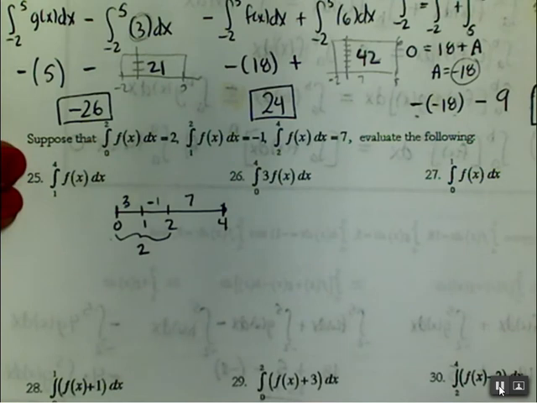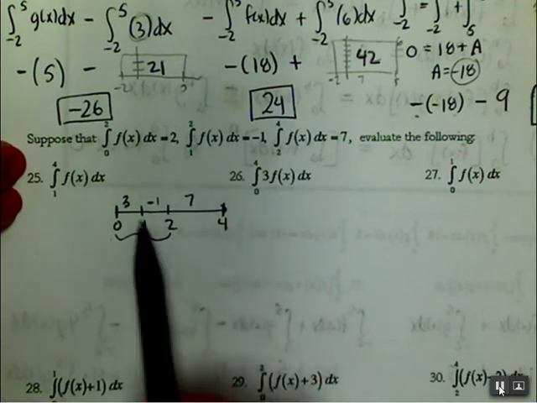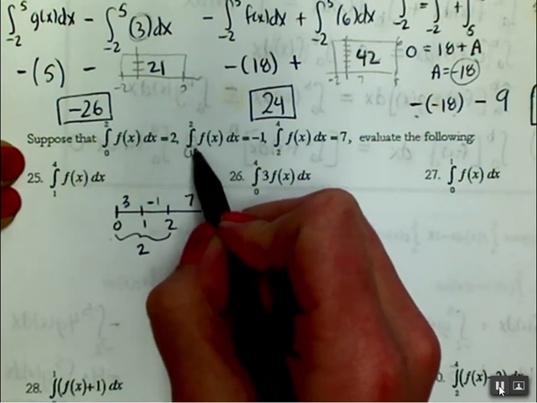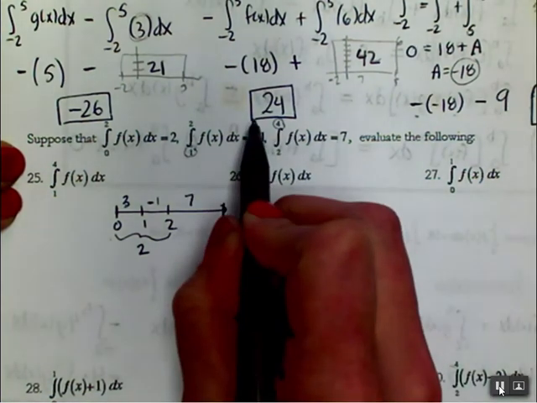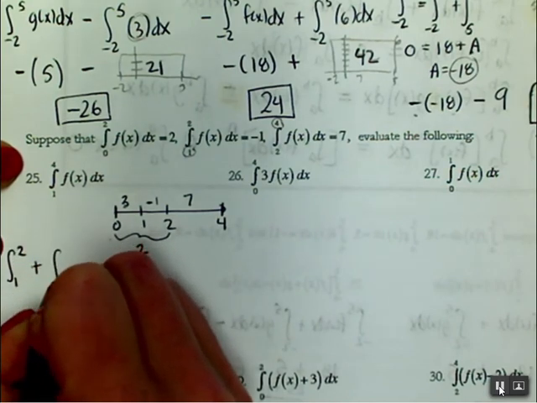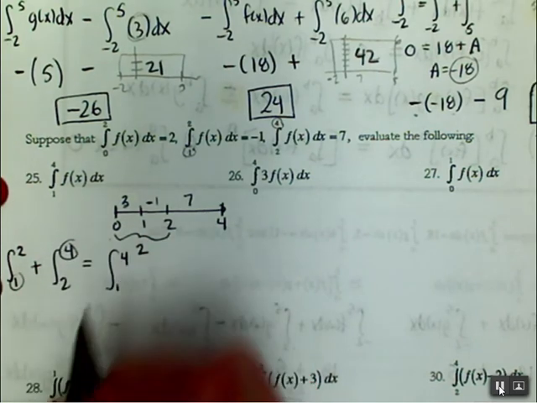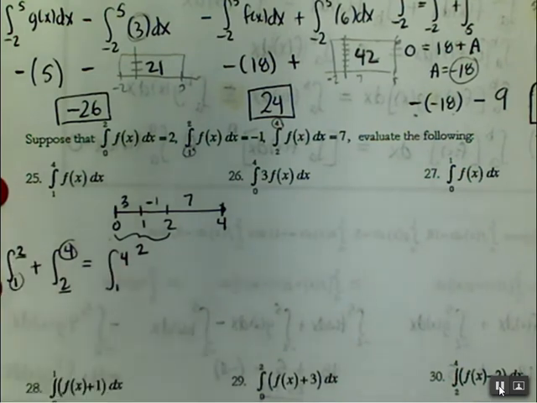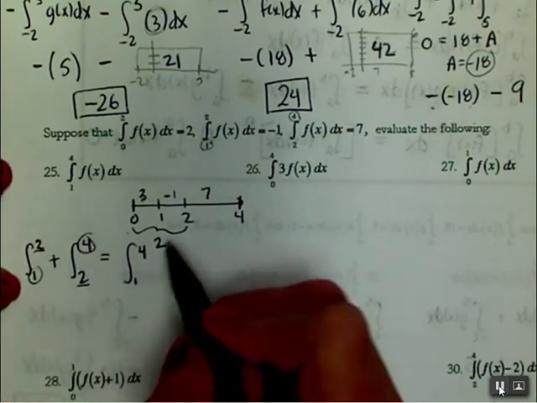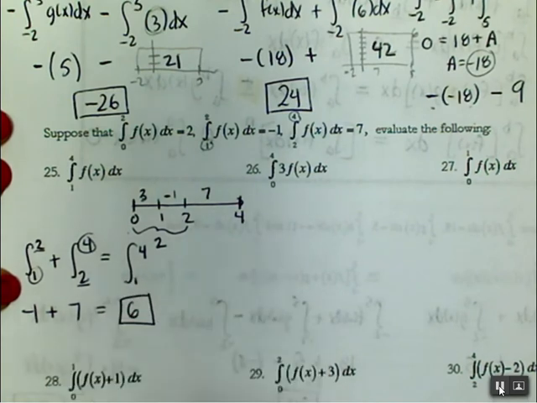All right, so let's see if we can do this with the notation. 1 to 4 visually should be a 6. Let's see if we can write it out. Here's a starting point. So we have 1 and 4, and 2 connects them. So 1 to 2 plus 2 to 4 equals 1 to 4, connected by the middle 2. A to B and B to C equals A to C. Negative 1 plus 7 equals 6.